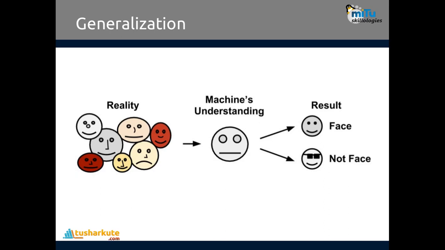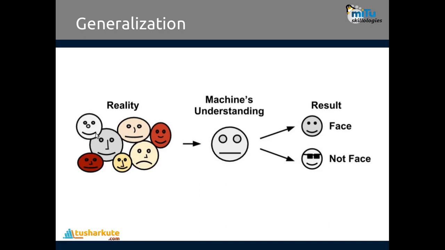Generalization is also one of the properties. Generalization means doing the predictions. In reality, these are the faces. Just take an example. These are the faces in reality. But the machine can understand this face only. If you are using a comparison rule, if this is a face, then that's a face only. Remaining others are not faces. So what your algorithm will do, all these are not faces. In this way it will work.